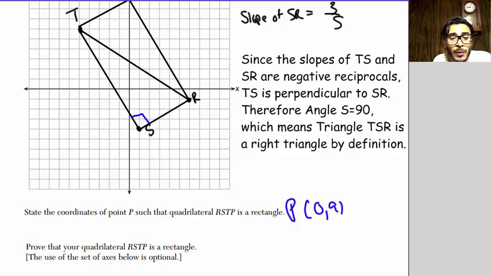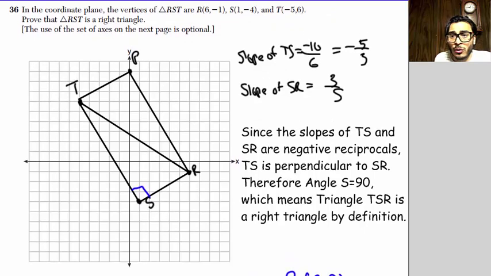So what would make something a rectangle? Well, it has to be a parallelogram with consecutive 90-degree angles. That would make it a rectangle automatically. So is it a parallelogram? Yes, it is, because the opposite sides are parallel. But I just have to demonstrate that. So let's go ahead and do that.